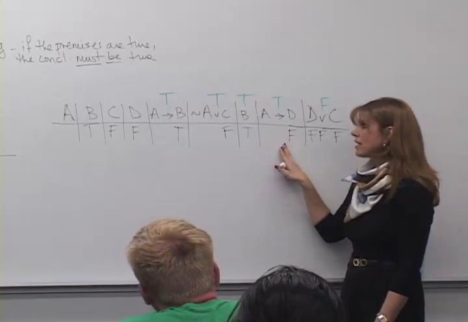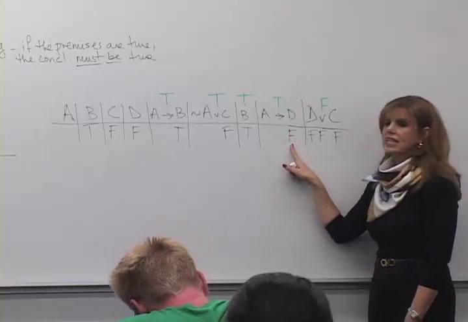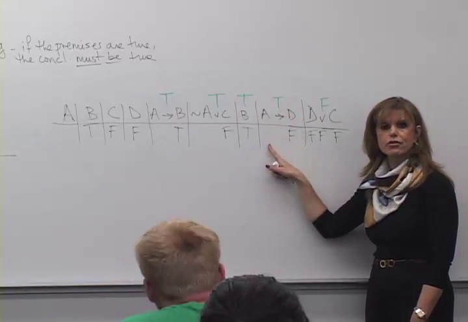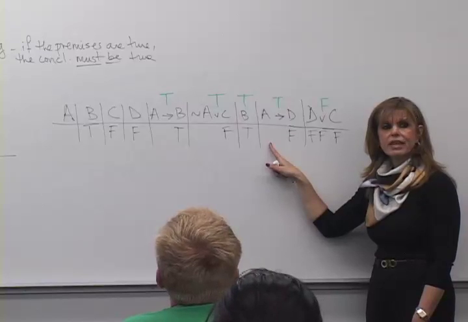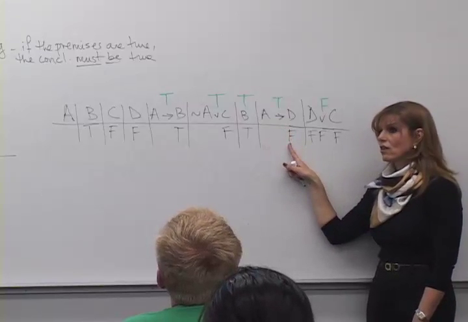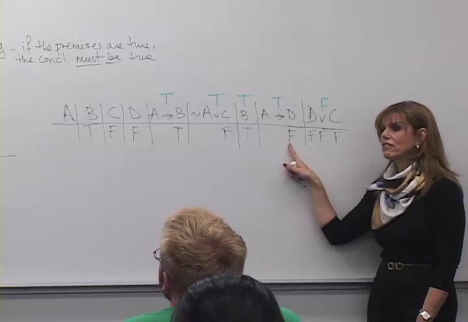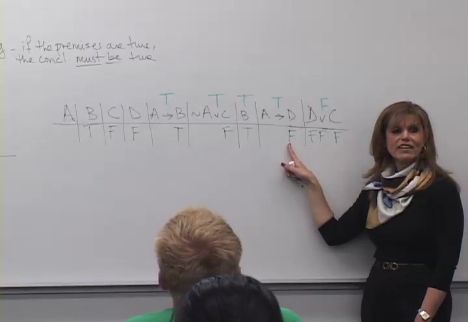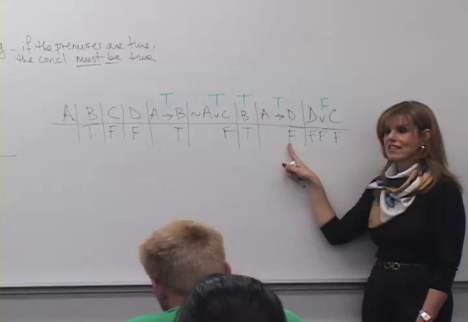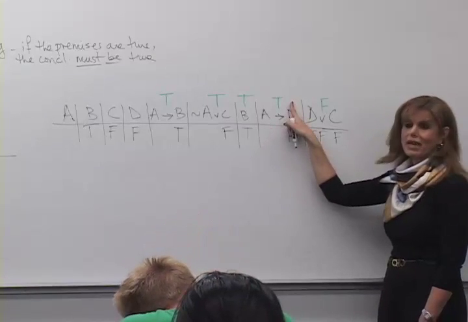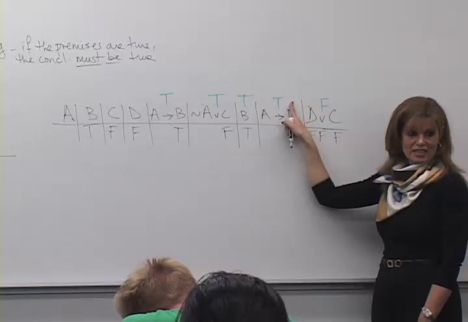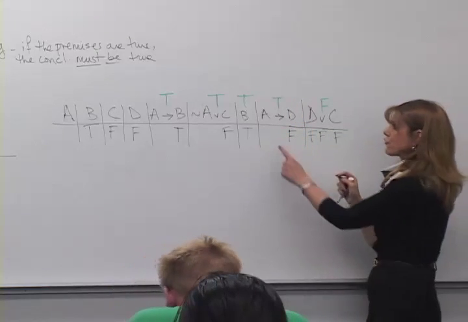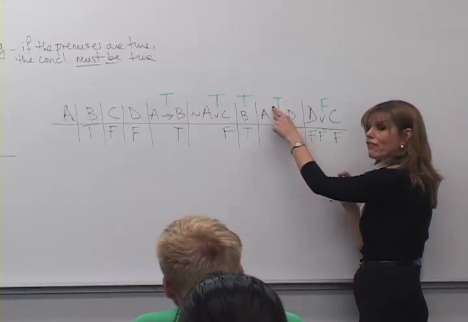Now, let's look at this. If D is false, what does A have to be for this to be true? True. If D is false, what's the rule of the conditional? If the consequent is false, it has to be what? It has to be false, that's right. Because if it's true, we can't make this be true. The rule of the conditional says, if true goes to false, this will be false.